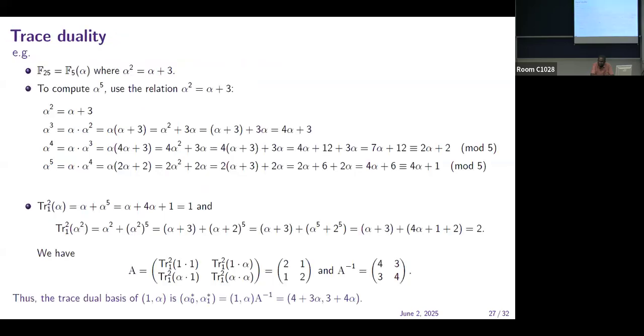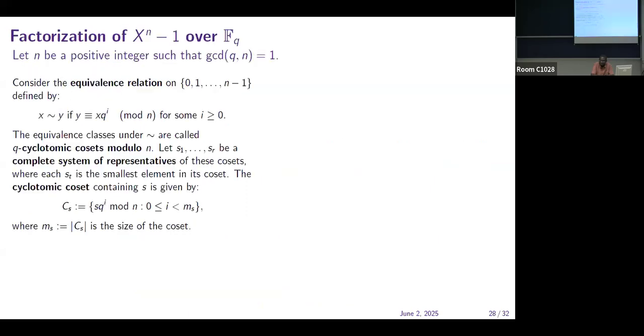The trace map is important to construct some families of codes. Some error correcting codes can be constructed by using the trace map. This is an important tool to construct these codes. To factorize this polynomial is important to construct a cyclic code. A cyclic code is constructed using the polynomial x power n minus 1 over Fq.